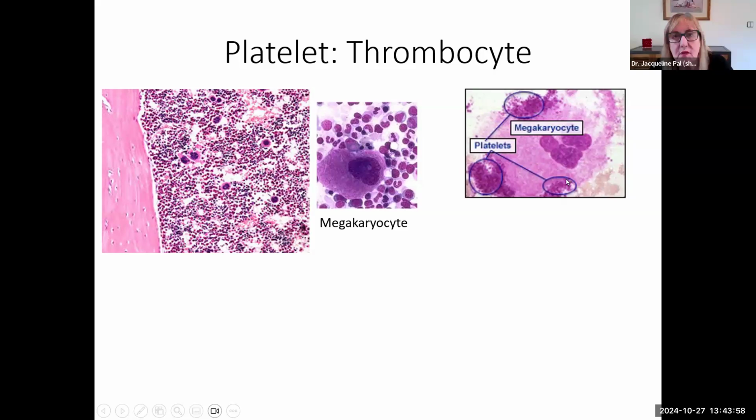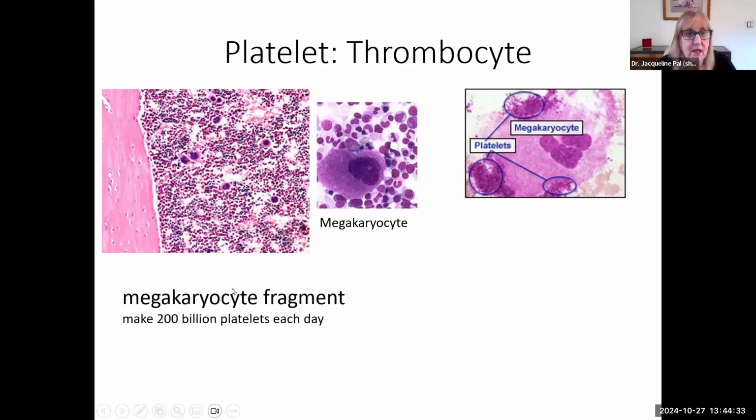Now, if we take this cell and we look at it even closer, you can see on the edges there are darker areas. And these darker areas are the areas that will break off and become platelets. So basically, the megakaryocyte is making certain things that will then coalesce on the edge, and then a fragment of that megakaryocyte will break off, and then you will have a platelet that contains these chemical things. So we don't need to know for this course what it is that the platelet contains. So a platelet is a megakaryocyte fragment, and your body makes 200 billion of these a day.